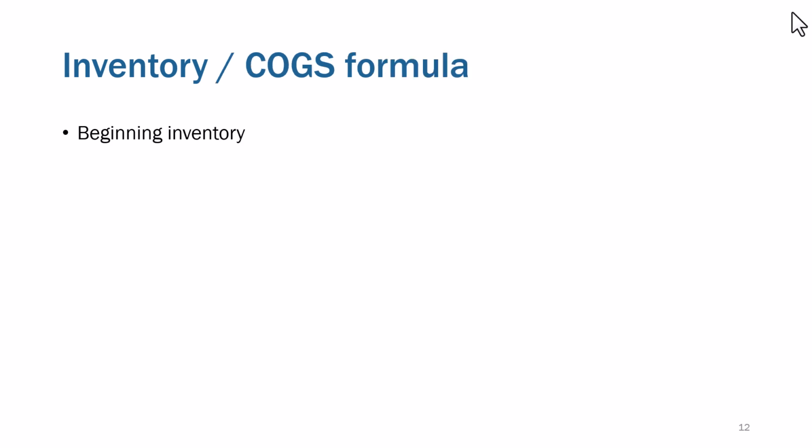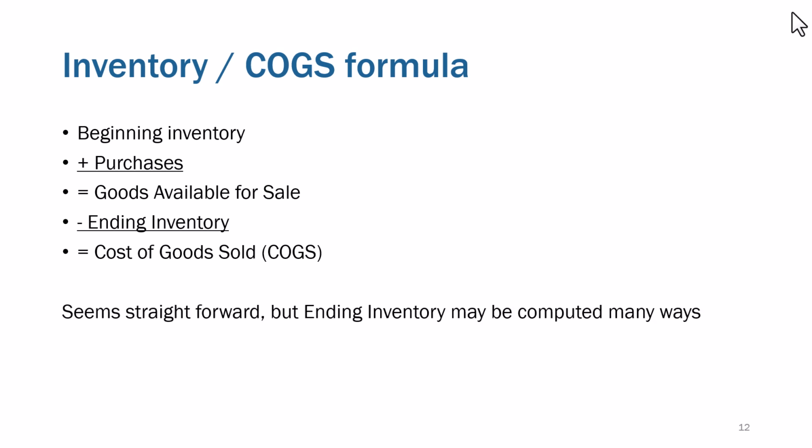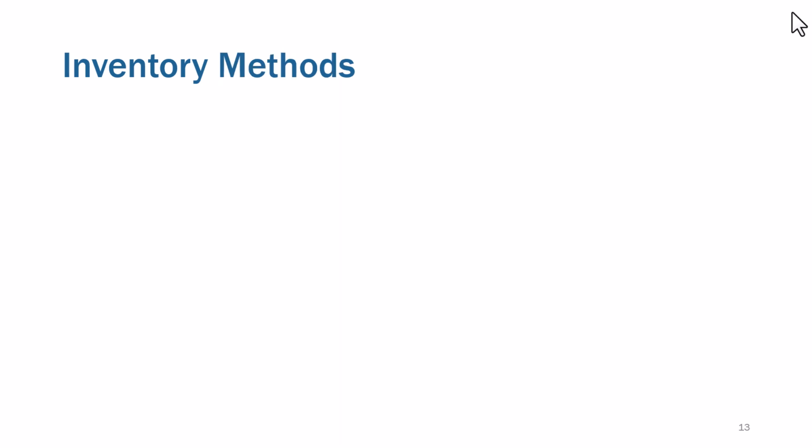Now, the inventory and cost of goods formula. We're going to take beginning inventory, and this is a critical formula here, add in purchases, and that's going to give us what we call goods available for sale. We subtract off ending inventory, and that's going to give us cost of goods sold. This is definitely a formula that you need to commit to memory and understand. It seems really straightforward, but ending inventory can be computed many different ways and is therefore complex.